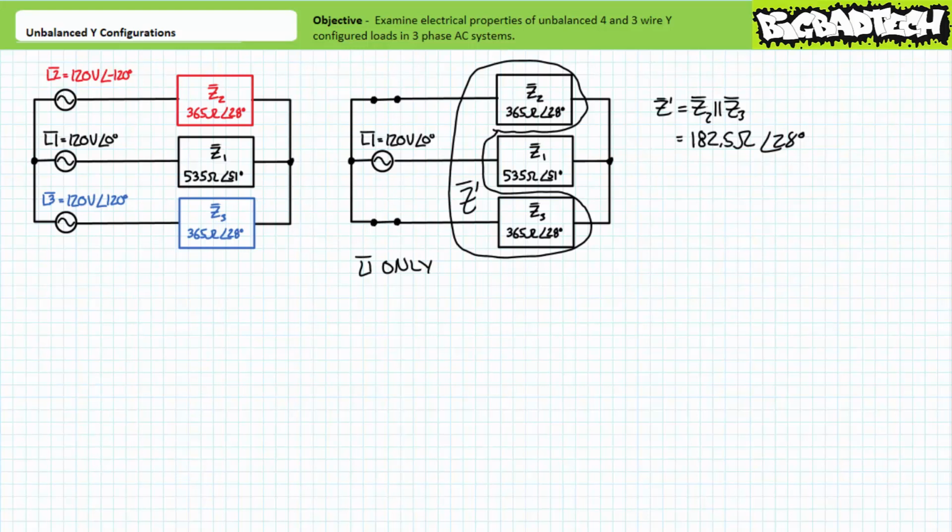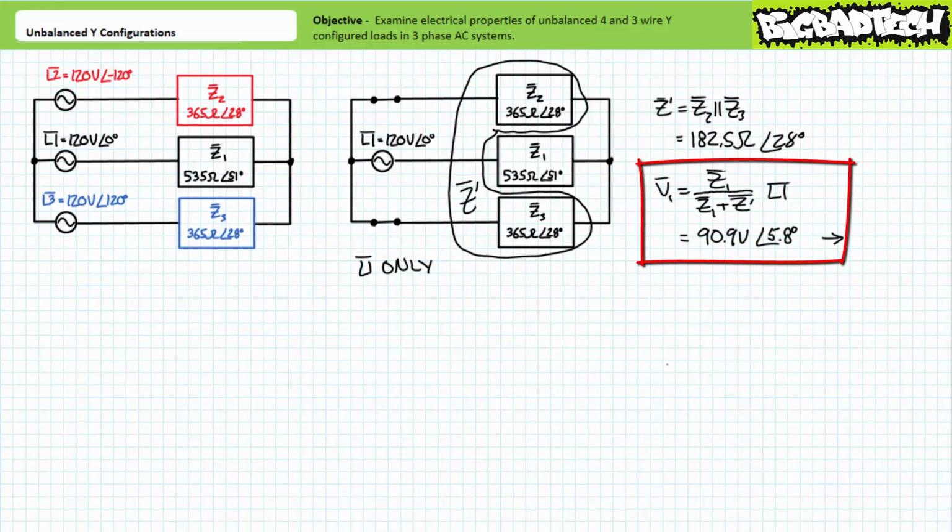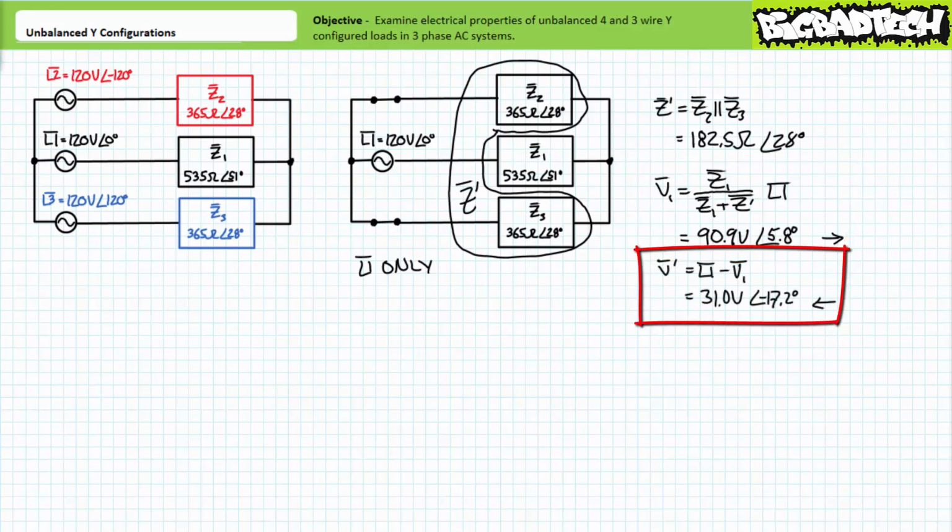This is again a perfect setup for the AC voltage divider rule. We know applied voltage, and we know both impedances in a series combination of two elements. An application of voltage divider rule demonstrates V1 to be 90.9 volts at an angle of 5.8 degrees, where assumed directional polarity positive to negative is left to right. An application of Kirchoff's voltage law demonstrates V single prime to be the remaining 31 volts at an angle of negative 17.2 degrees, where assumed directional polarity, positive to negative, is right to left.